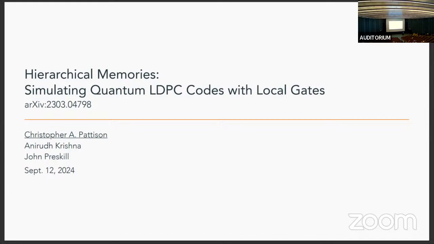So thank you everybody for coming. I'm going to tell you about how we can get some of the advantages of quantum LDPC codes, but in architectures where our gates are only geometrically local. This is joint work with Anirudh Krishna and John Preskill, and you can see our work on the arXiv.